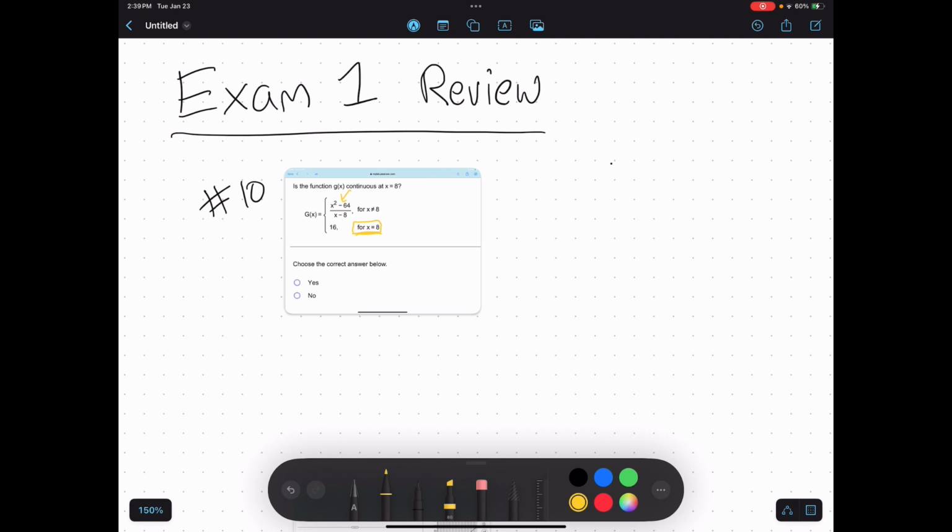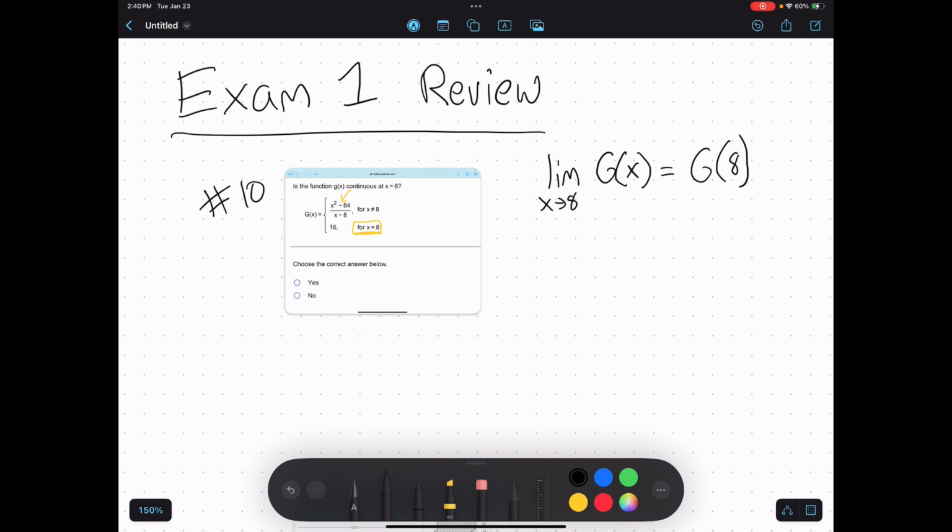Well, in order for this to be continuous, what do we know? We know that means the limit as x approaches 8 of the function, well, sorry, in this case the function is capital G of x, of the function has to equal the function value at that point. Right? That's our definition of continuous. Well, what's my function value? What is G of 8?